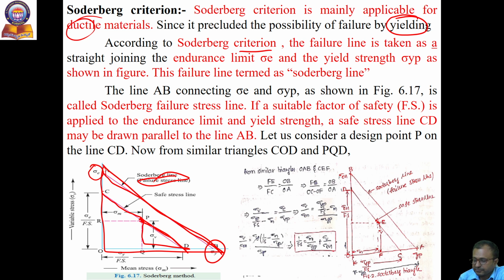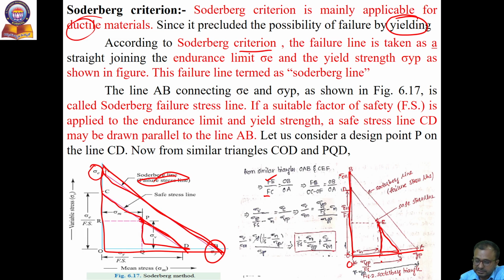From this diagram I try to explain. Here I am taking FE and FC, this is the triangle I am taking. Then the other triangle, with vertical lines OB and OA. Then FE by FC is nothing but OC minus OF, and the remaining values are the same. So OB by OA.